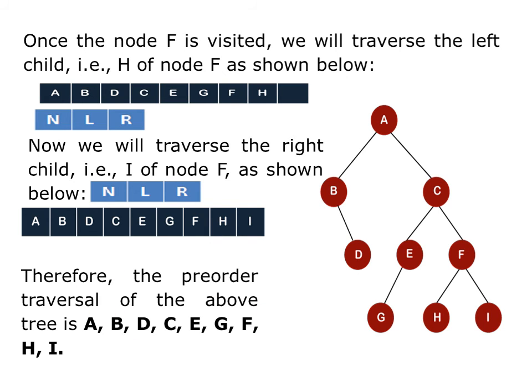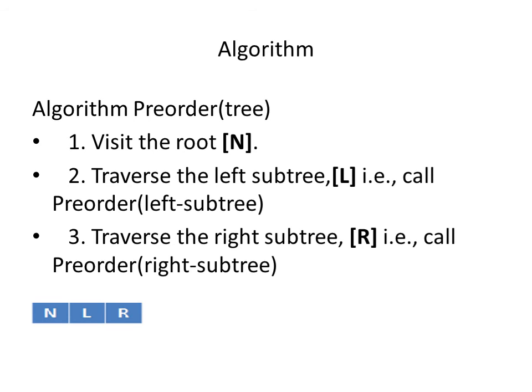Now we can concentrate on the algorithm for this. First, visit the root node, which I have named as N. After visiting the root node, what happens? I should move to the left subtree, that is L. I have marked it as L. Call pre-order on the left subtree. Then traverse the right subtree, which I have named R. Then call pre-order on the right subtree R.